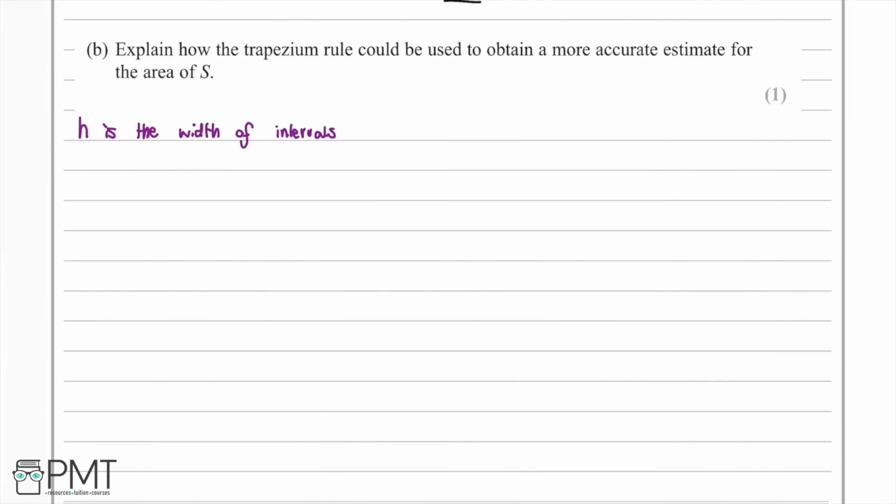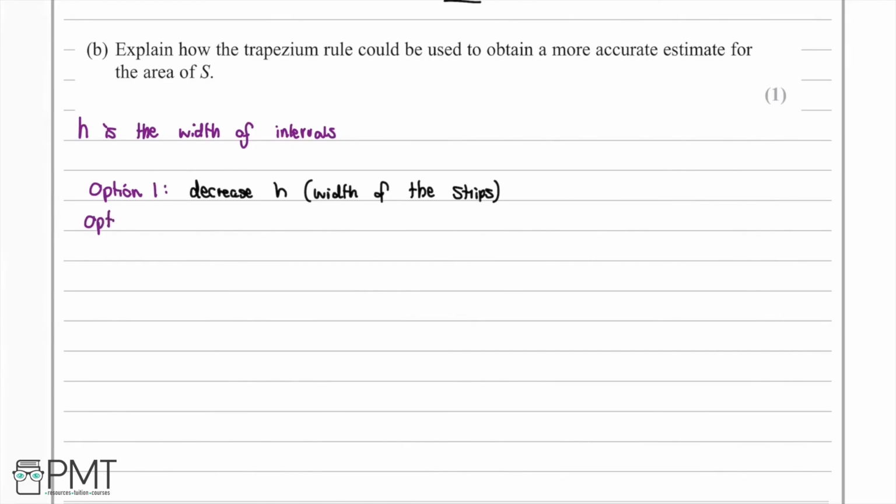We can decrease the width of the strips. So option 1 is to decrease h, or in other words, the width of the strips. And when we do this, each strip fits a little bit more area into it, which means that less area is being missed out and the estimate becomes more accurate.